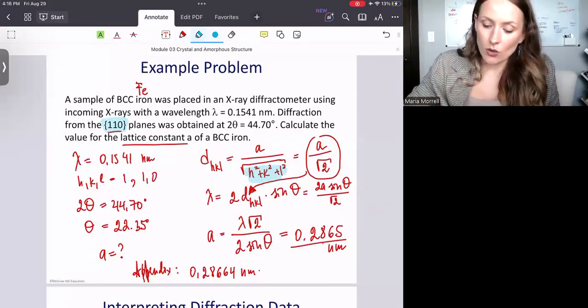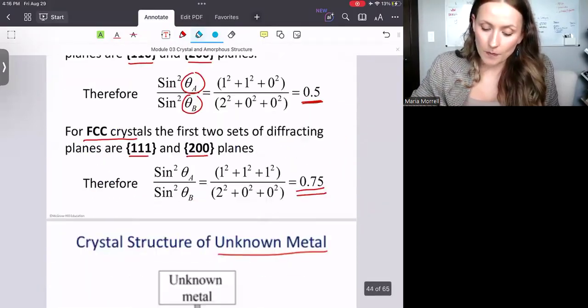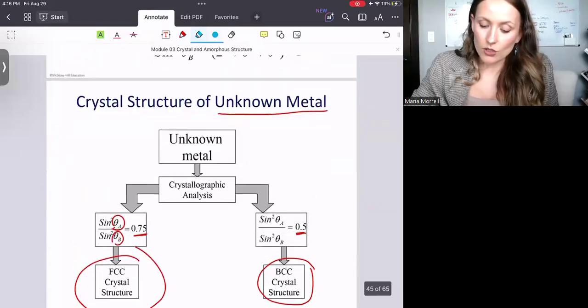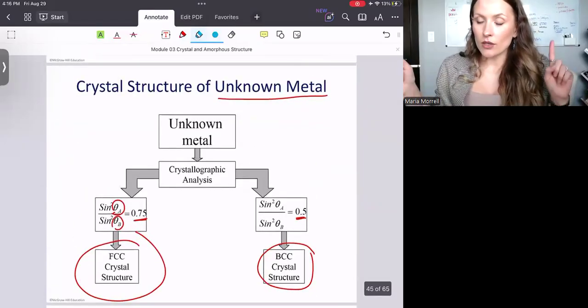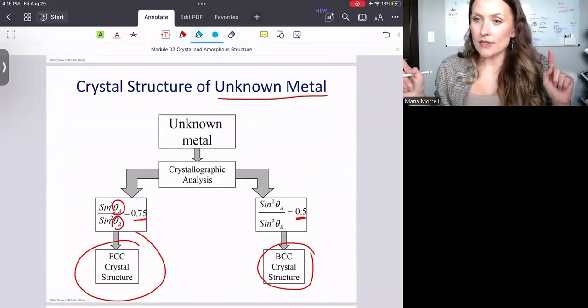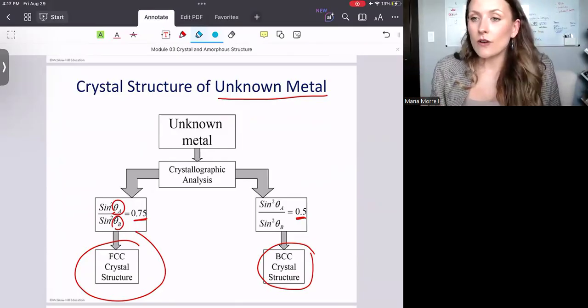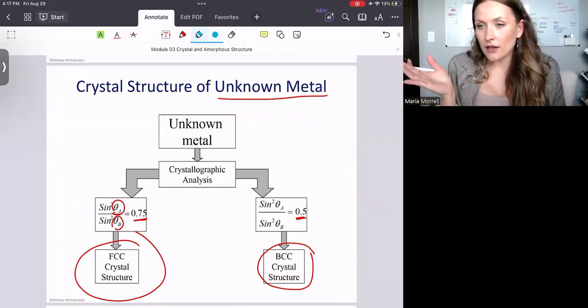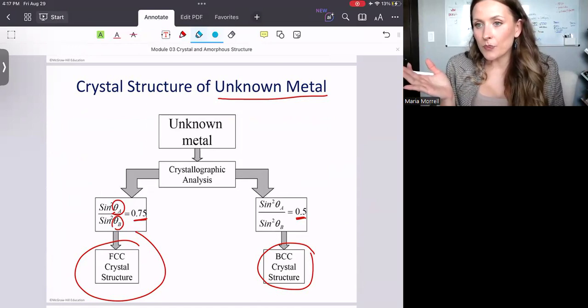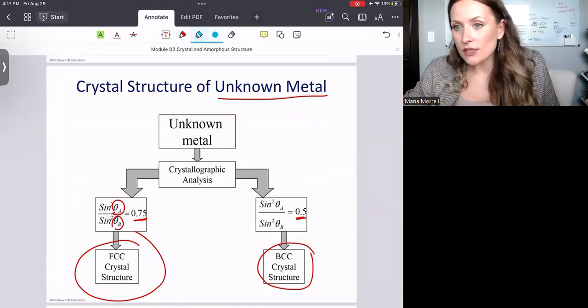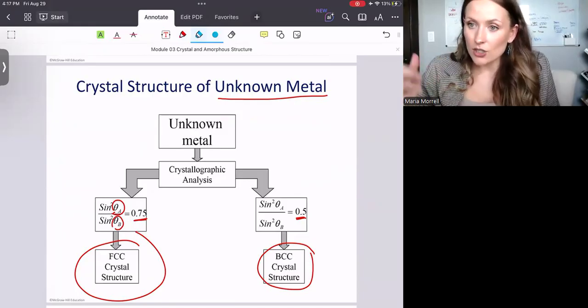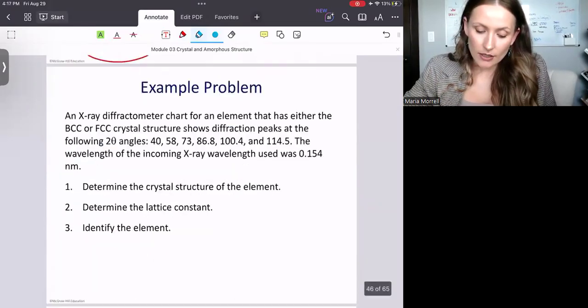If you don't know, you would need to go to this step first, right? You would need to go to this step first to identify, well, am I at BCC or am I at FCC? And then you will find out the first reflecting, the first angle is going to be corresponding to the first plane that actually reflects the light. Now let's look at the problem.